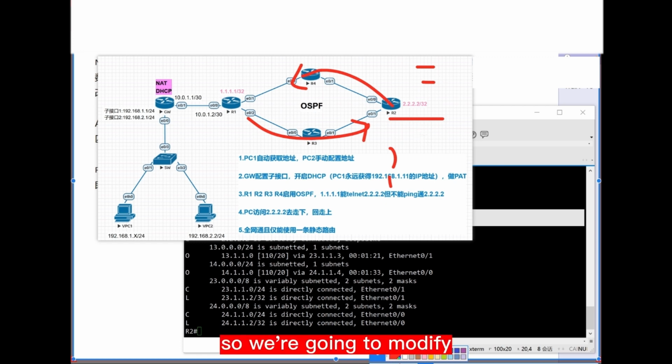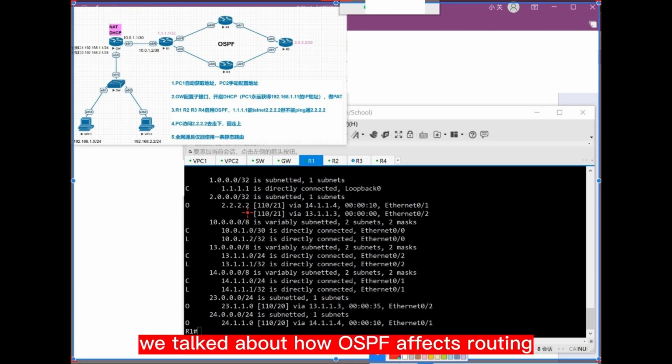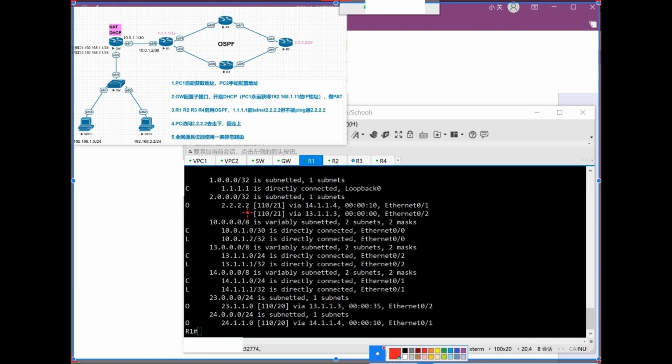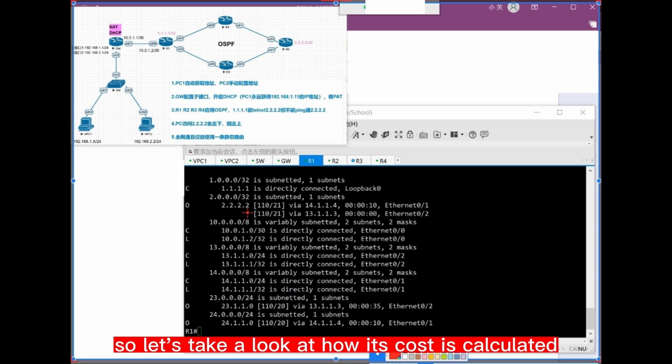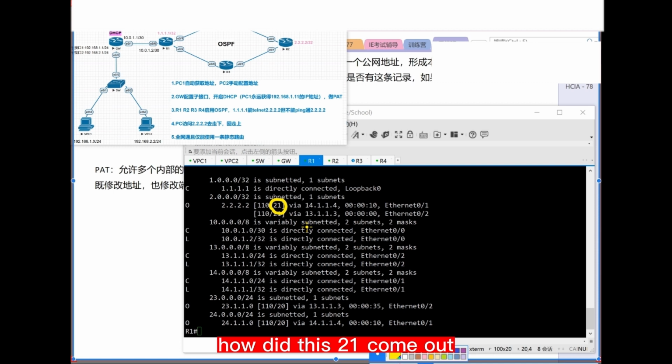So we're going to modify, to influence their routing. Modify cost. We talked about how OSPF affects routing. Let's review again. I want R1 to go down to 2.2 now. So let's take a look at how its cost is calculated. This 110 is its administrative distance. We won't talk about this. How did this 21 come out?